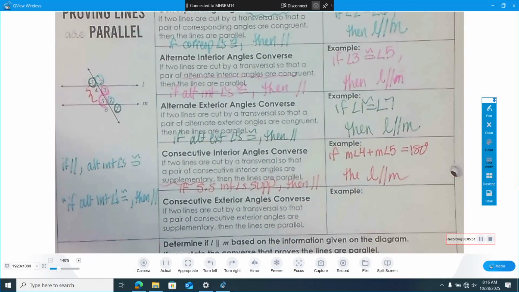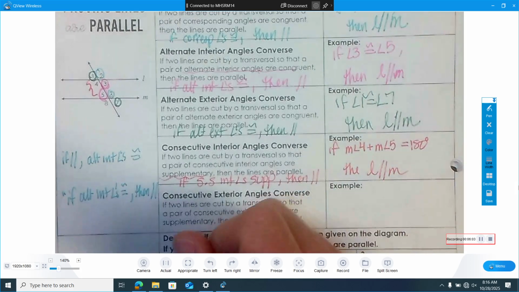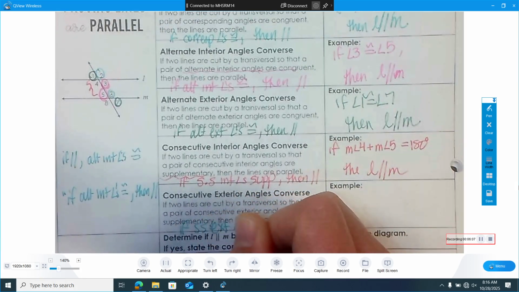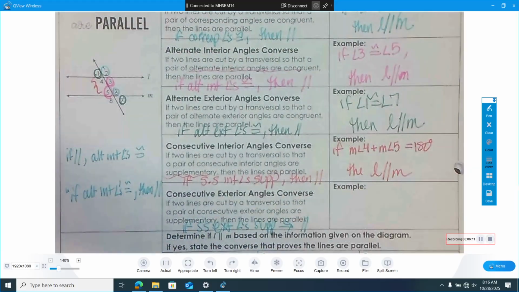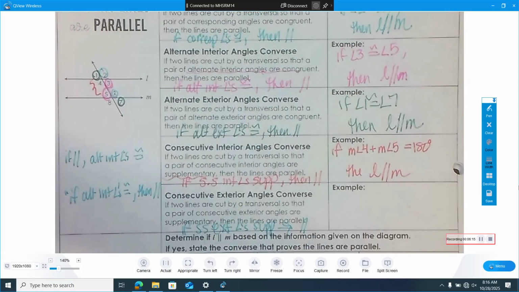If the measure of angle 4 plus the measure of angle 5 equals 180, then L is parallel to M. All right, and then we have consecutive exterior angles. If same side exterior angles are supplementary, then we have parallel lines.